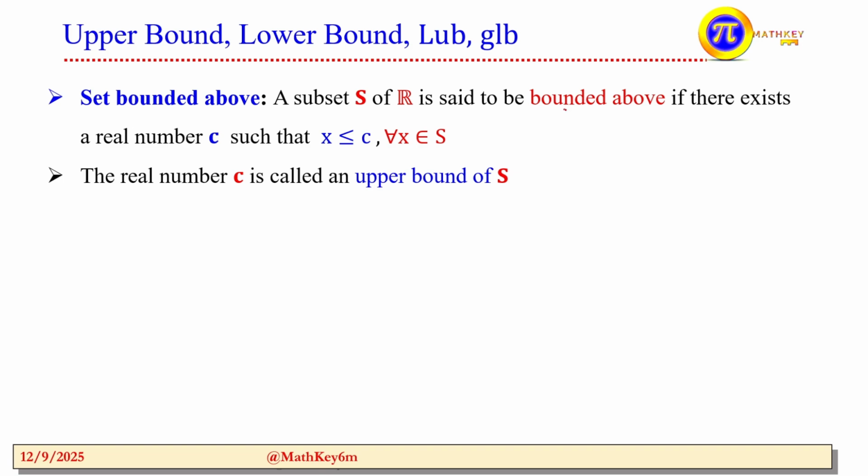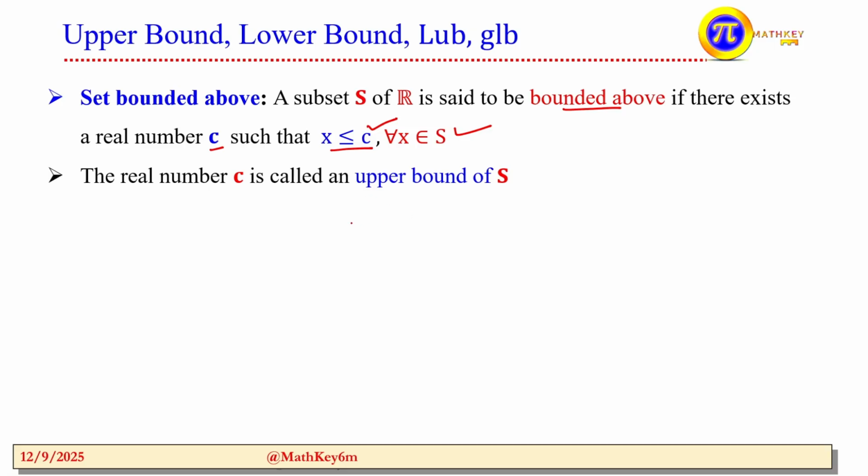That doesn't include the boundaries. Set bounded above means that a subset S of R is said to be bounded above if there exists a real number c such that x is less than or equal to c for all x element of S. You can take any x from S, so that values from S are always less than or equal to this c. C is an element of the real numbers. We call S bounded above.